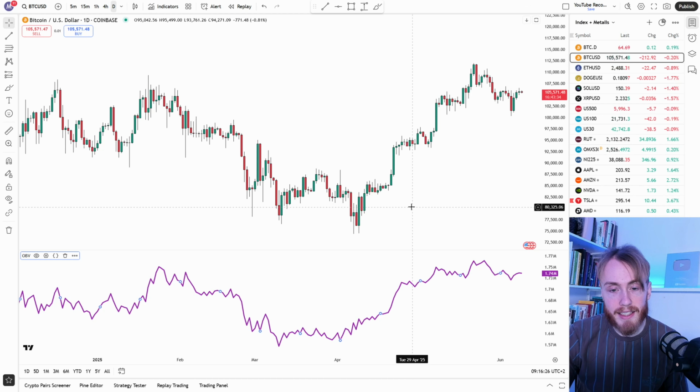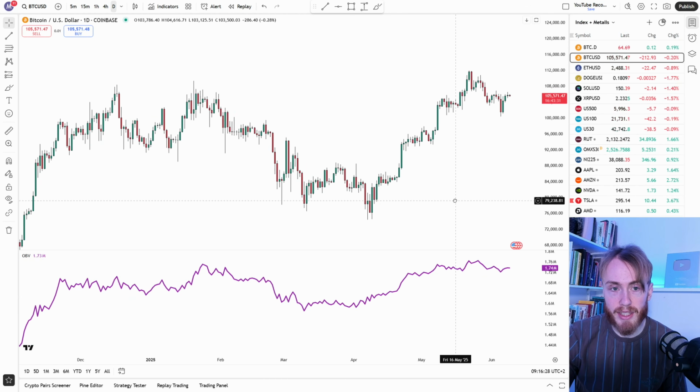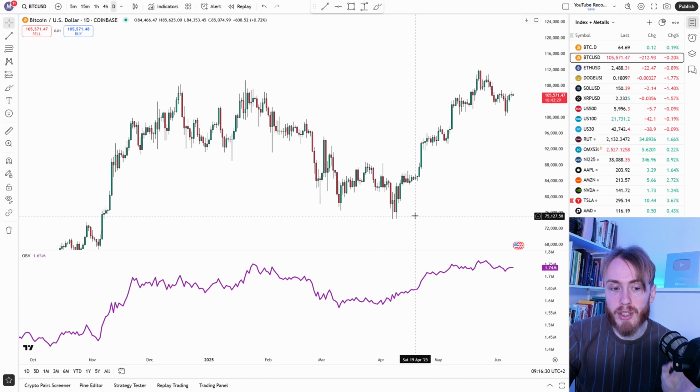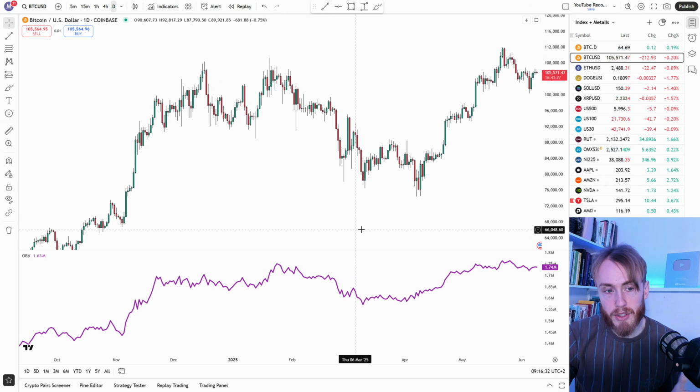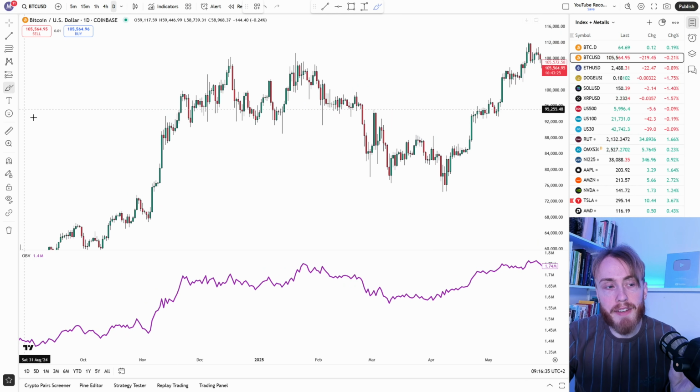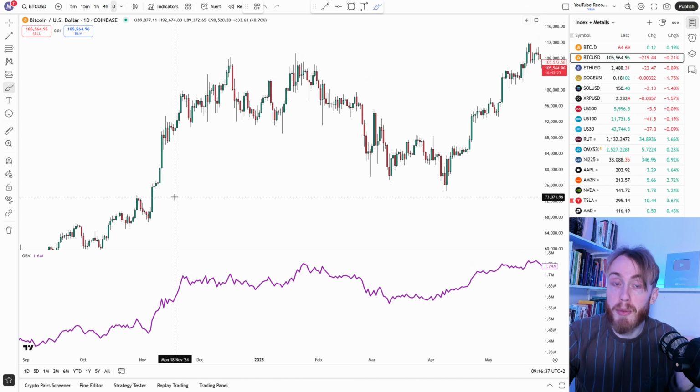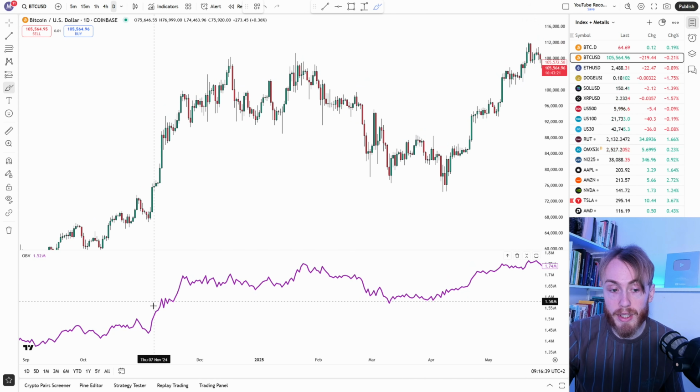But now let's take a look at the price action right here, because remember what we talked about earlier. First of all, we can just mention, as I said, that when we have a move towards the upside, we preferably want the on-balance volume to go in the same direction.